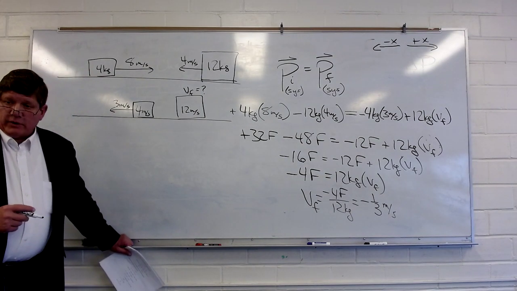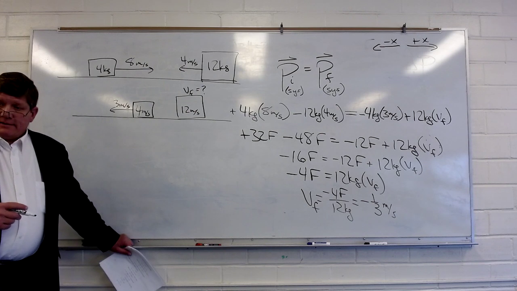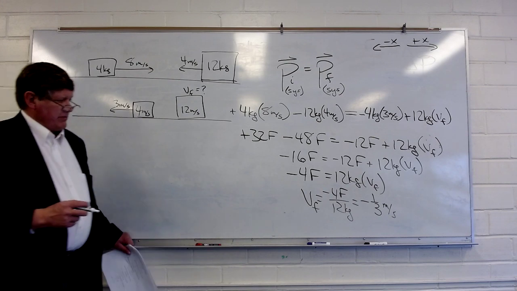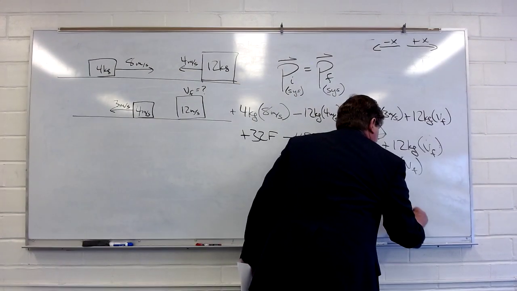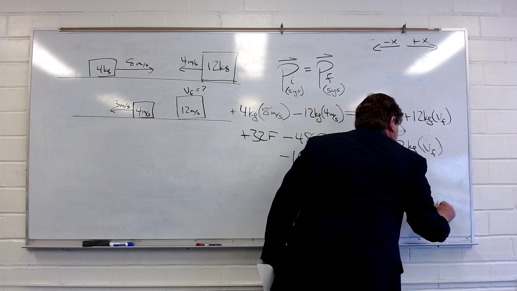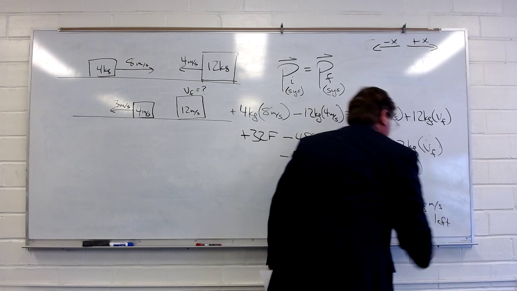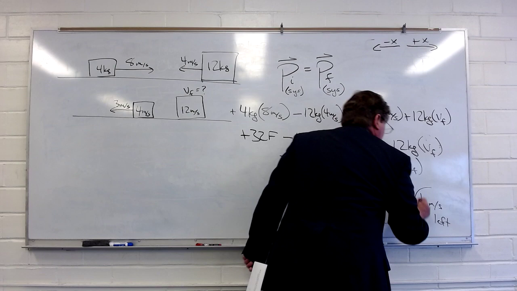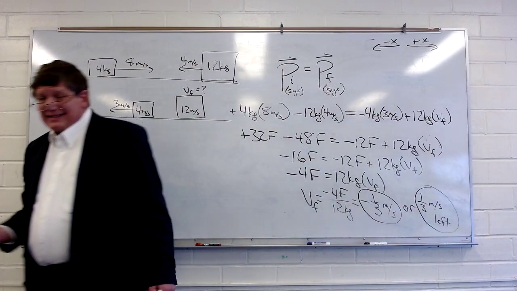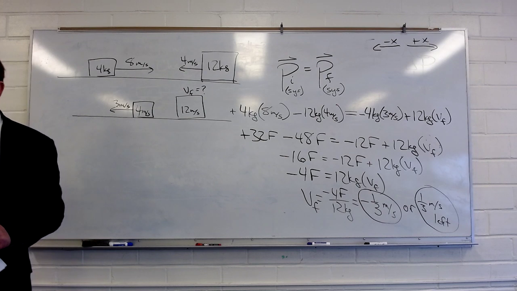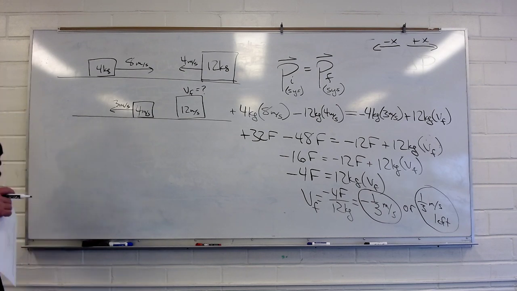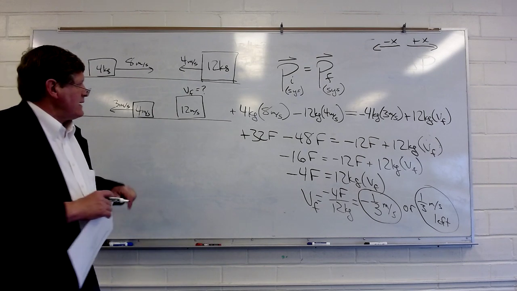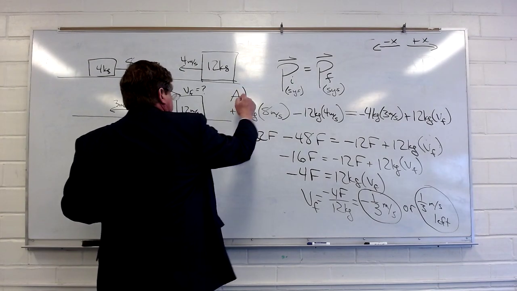Now the magnitude would be the 1/3 meters per second. The direction would be the negative sign, or left. So I could write this as negative 1/3 meters per second, or I could write 1/3 meter per second left. But I have to choose one or the other. I can't say minus 1/3 meter per second left, because minus left is right. And I don't mean correct, I just mean opposite of left. Okay, so that's part A.